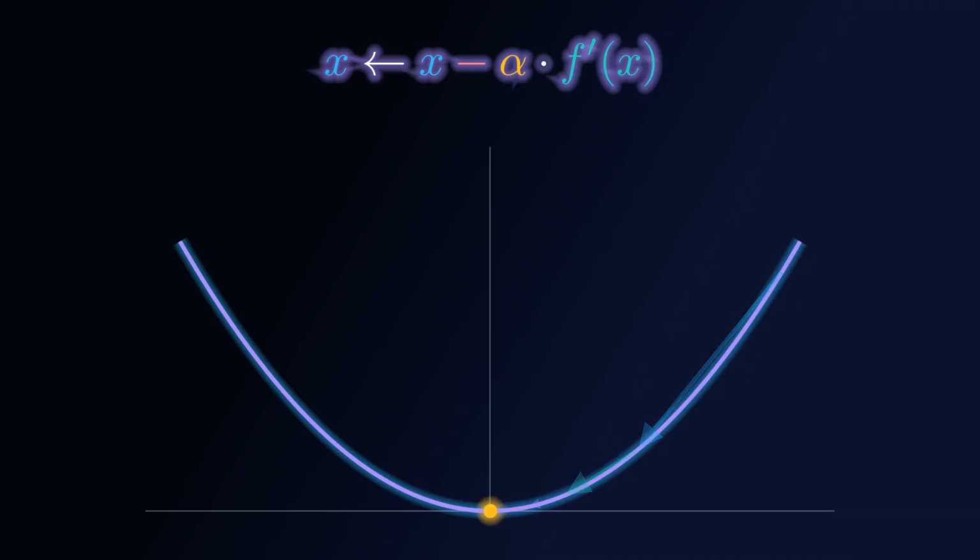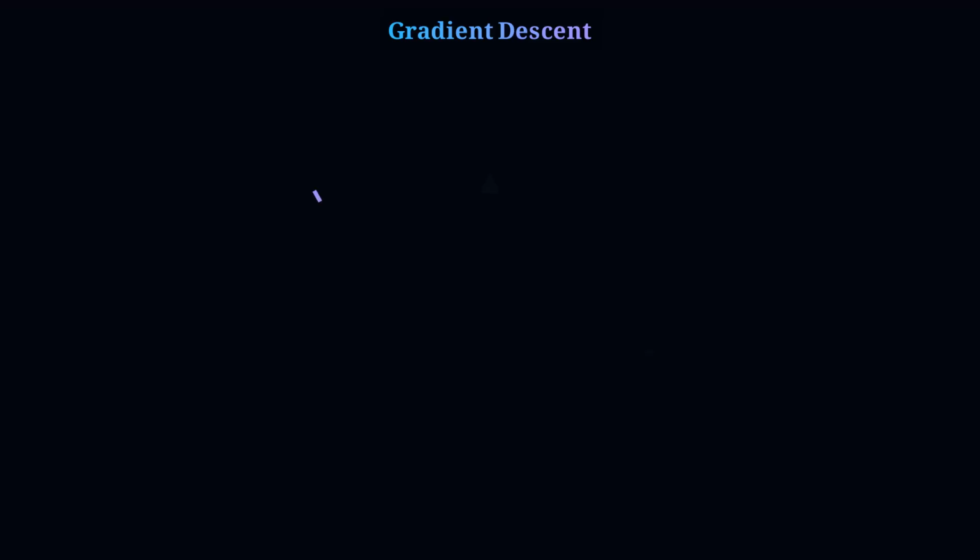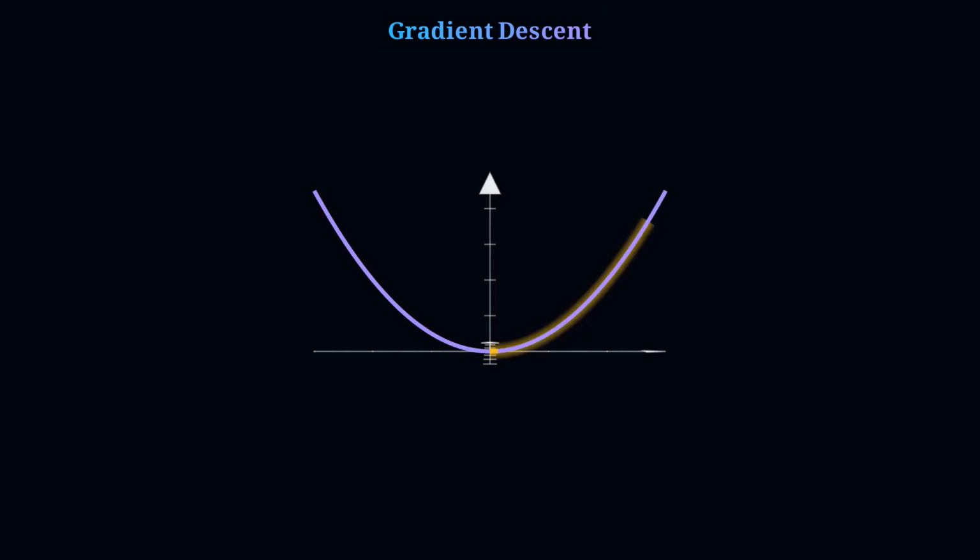The dot glides in and comes to rest almost exactly at the minimum. Pause and appreciate what we have. With only local information, the slope under our feet, we found the lowest point of a curve we never saw all at once. No map, no overview, just repeated small honest steps downhill.